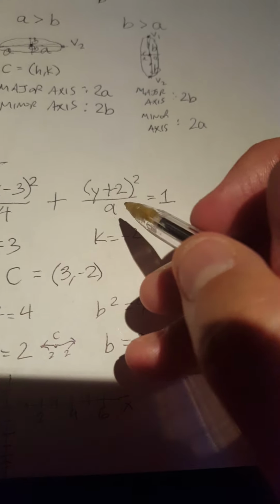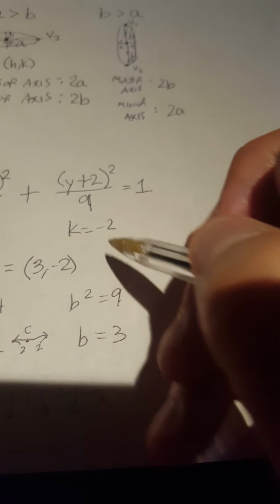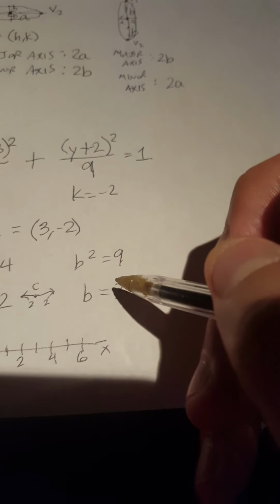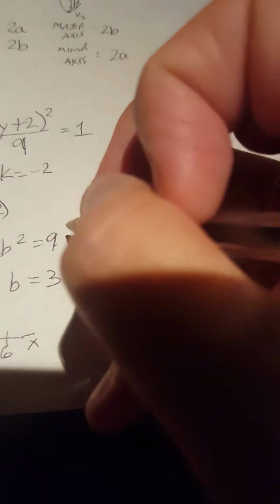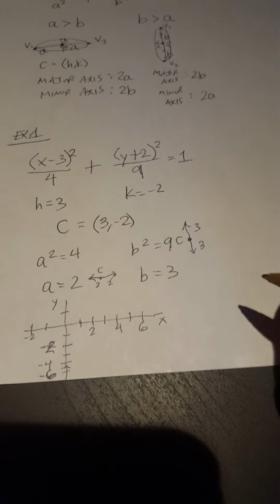Over here, this 9 is under these y's. So I'm going to say that b squared is equal to 9. Square root of both sides, you're going to get b equals 3. So in other words, from my center, I'm going to be going up 3 and down 3. So if we were going to graph this, which you're not going to have to do, you should still see how this is graphed.